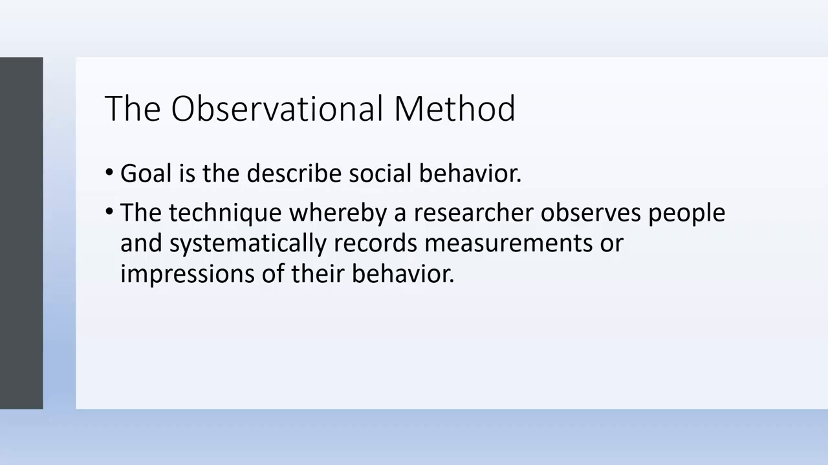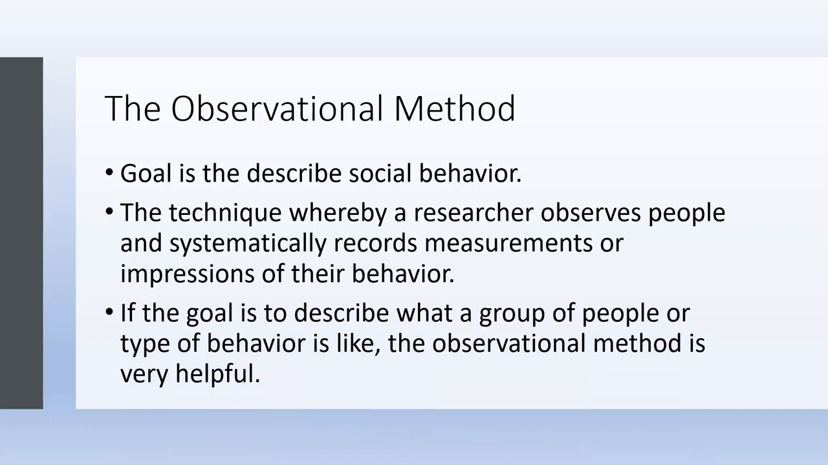If your goal is simply to describe what's there in a phenomenon of interest, then the observational method is what you're doing. So our overarching goal is to describe what a behavior of interest is like, how much of it is happening, how often is it happening, where is it happening, etc.